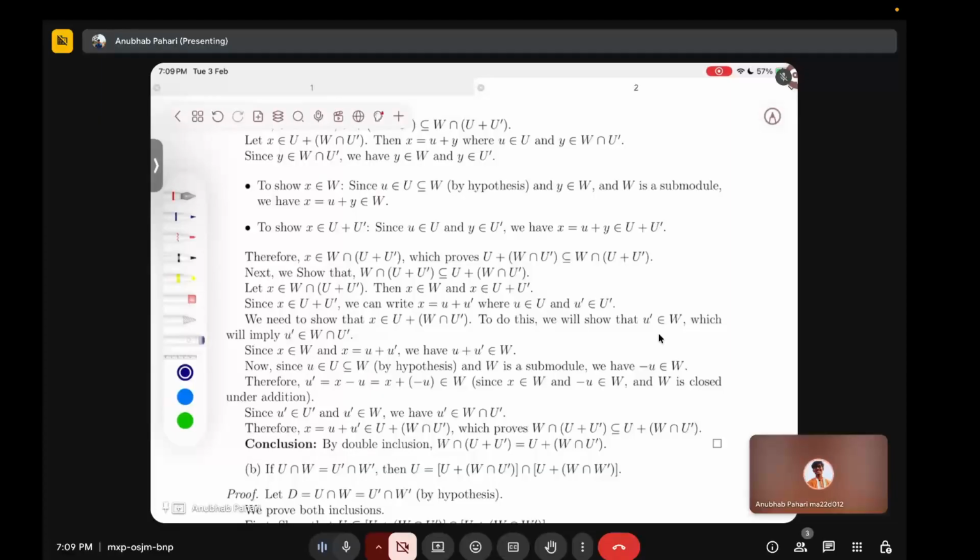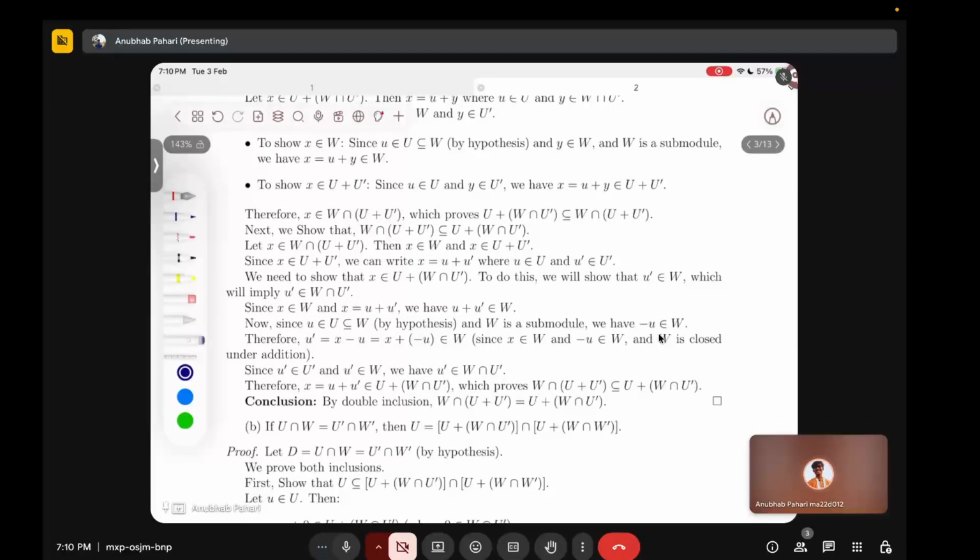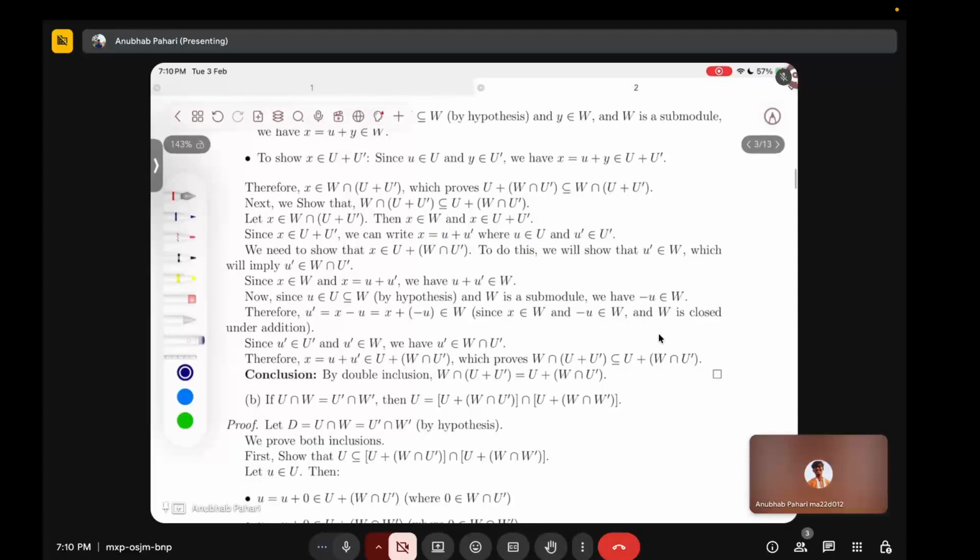Now, let us assume that x belongs to this intersection, that is W intersection (U plus U prime). Then x belongs to W and x belongs to U plus U prime, and since x belongs to U plus U prime, you can write it in this form where these elements are coming from these, and we need to show that x belongs to U plus (W intersection U prime). So to do this, we will show that this u prime belongs to W, which will imply that u prime belongs to W intersection U prime, right? Because small u prime already belongs to capital U prime.